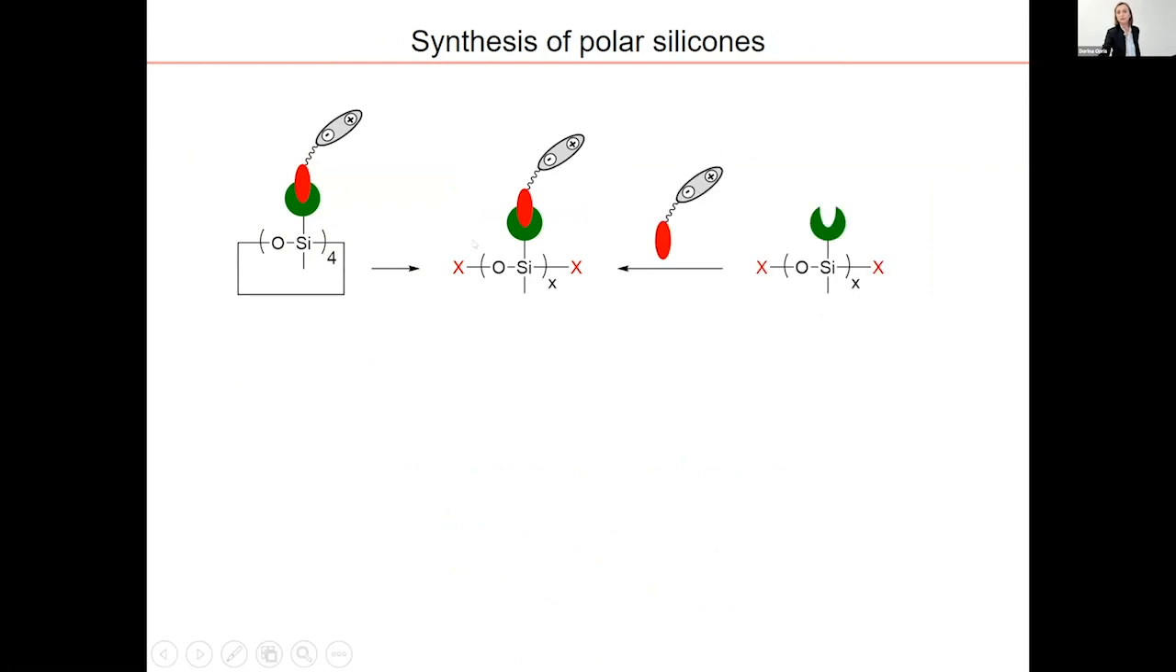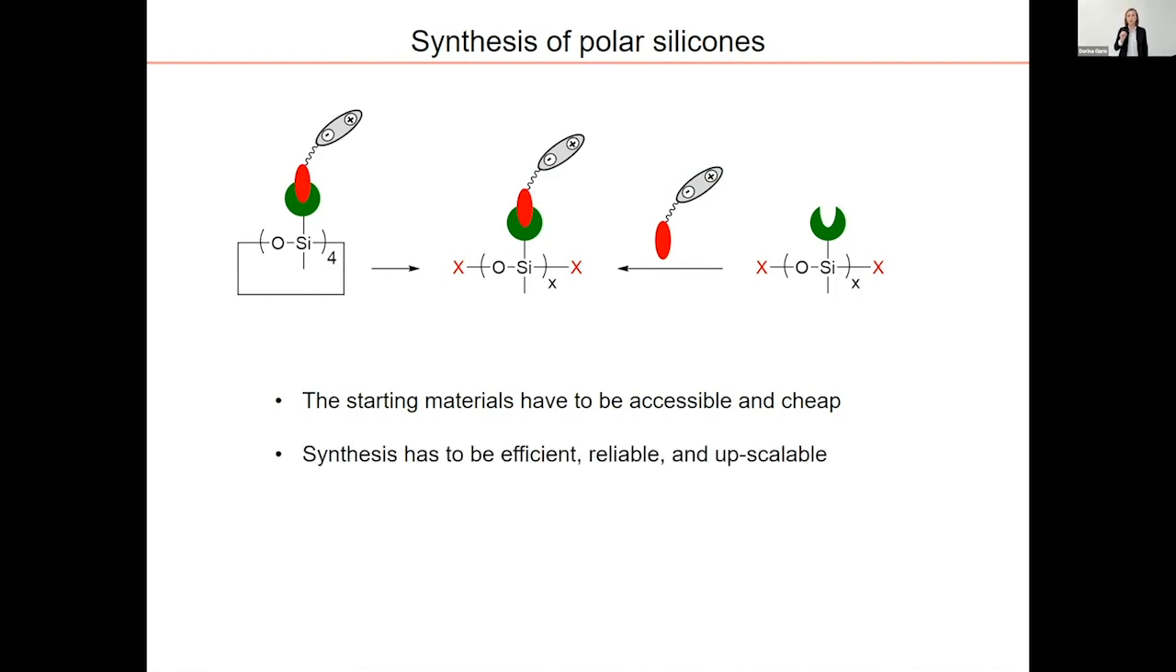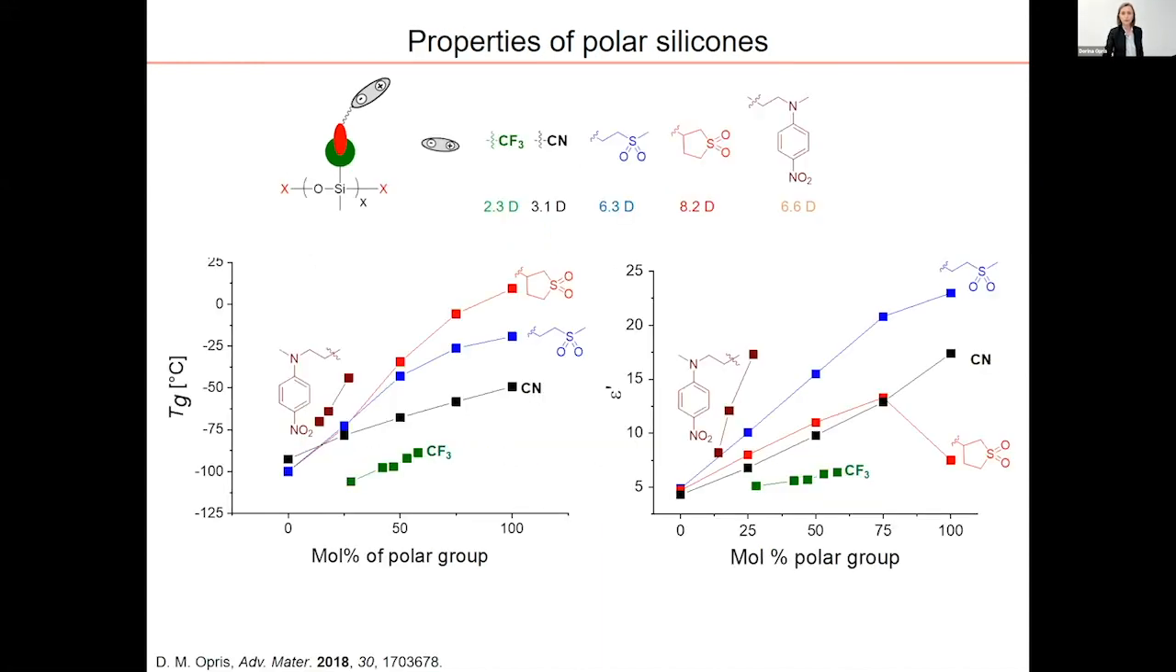The second approach is to start with a pre-polymer. And you can see we have here the green parts, which are side groups which we can use for post-polymerization modification with different polar groups. In order to be able to enter into application, the starting materials have to be accessible and cheap. The synthesis has to be efficient, reliable, and upscalable, and functional N groups allow on-demand cross-linking in air. Using this strategy, we prepared a library of polymers for which we could fine-tune the dipole content and different dipoles.